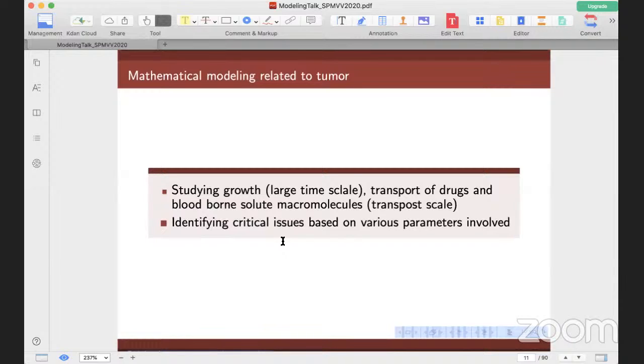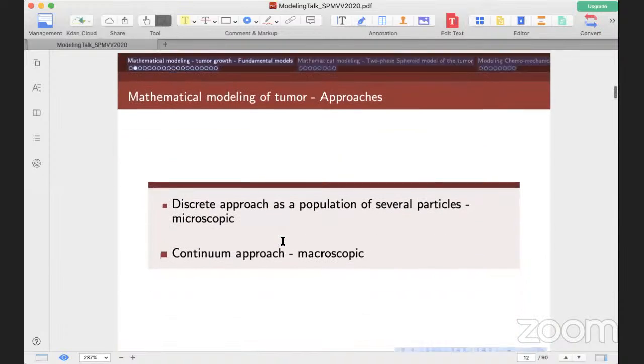So when you say mathematical modeling related to tumor, fundamentally it is studying the growth, that is a large time scale. Then transport of drugs and other blood-borne solute molecules, that is the transport scale, that is a short time scale, and identifying critical issues based on parameters. This is the aim of mathematical modeling.